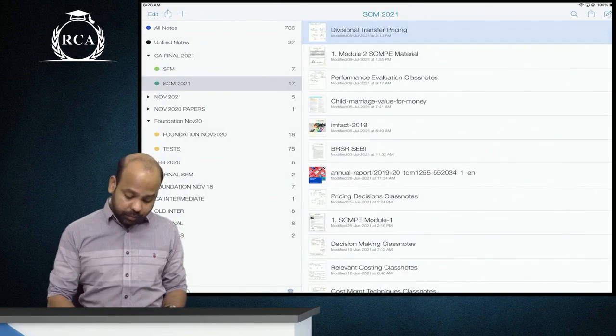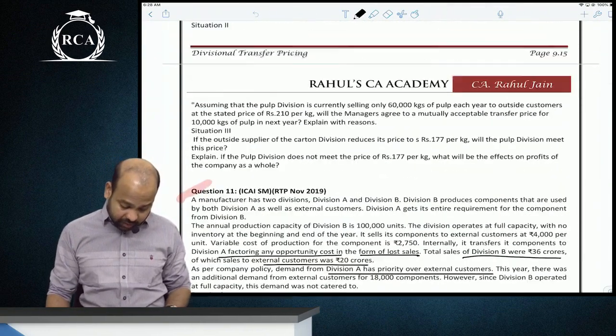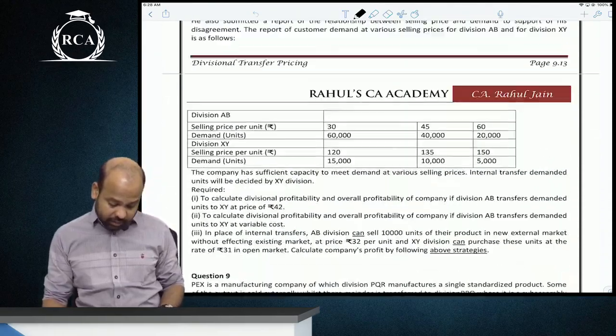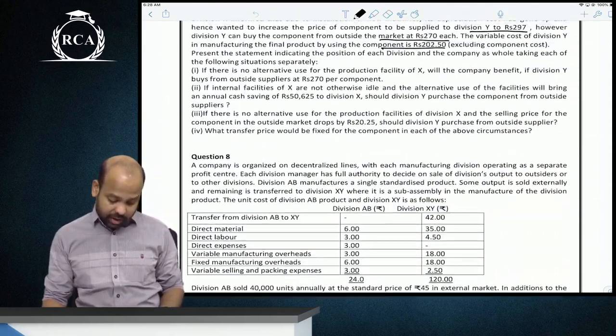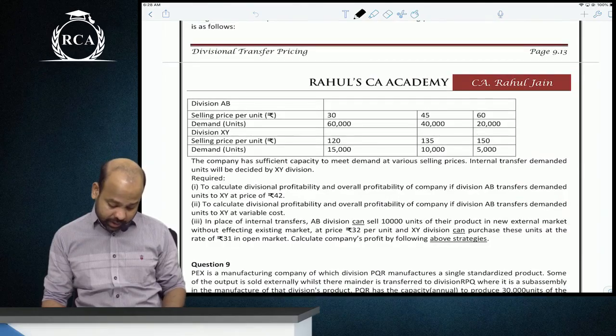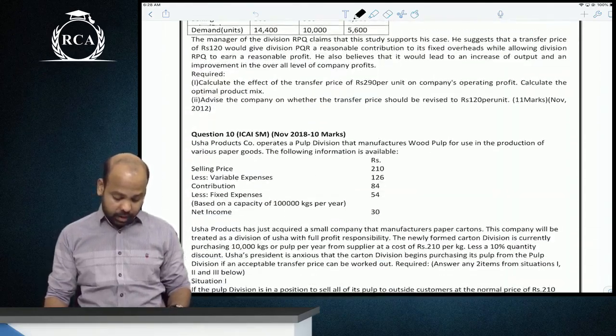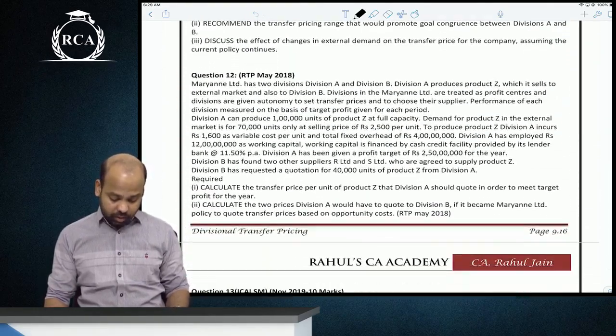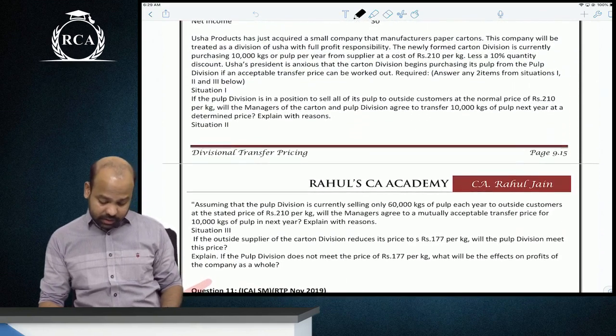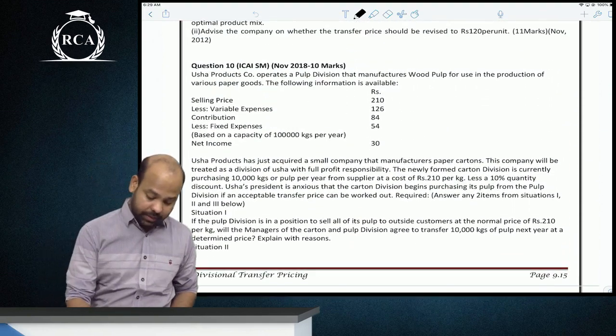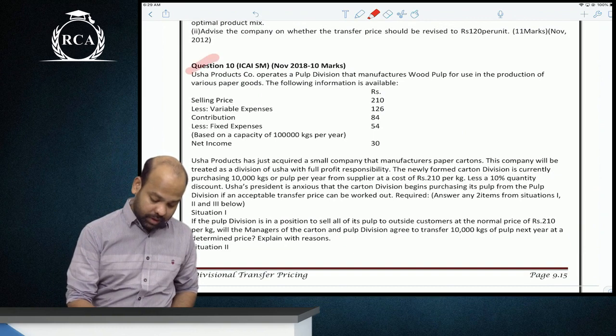Understood? Now, in the previous class, we did question number 11. We left a couple of questions in between. We are not done with question number 8, question number 9, and question number 10, and not with all the other subsequent questions as well. Let us now do question number 10.